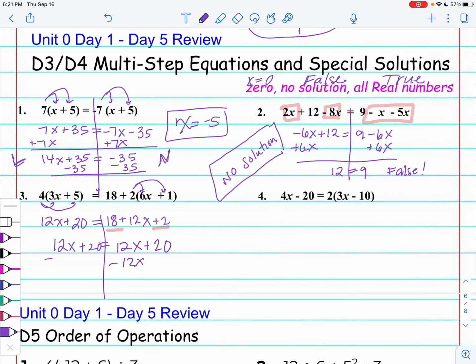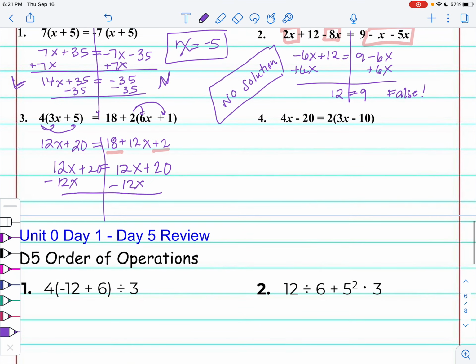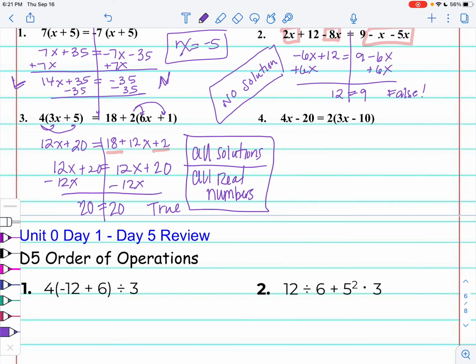And when I try to move letters to one side and numbers to the other, I get 20 equals 20. That is true. So the answer is all solutions, or some of us like to say all real numbers. Okay, either one of these is a good answer.